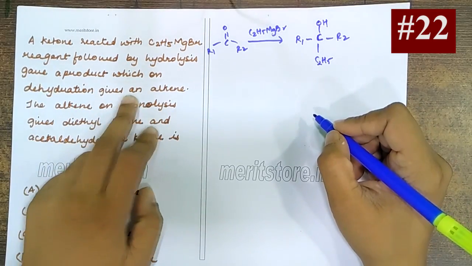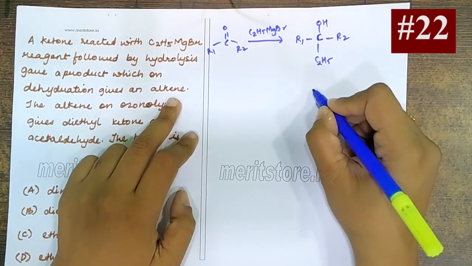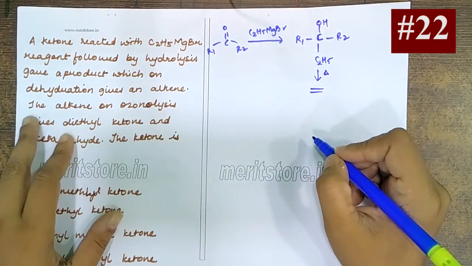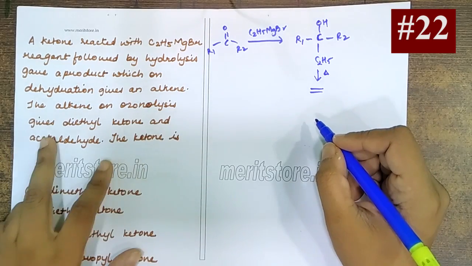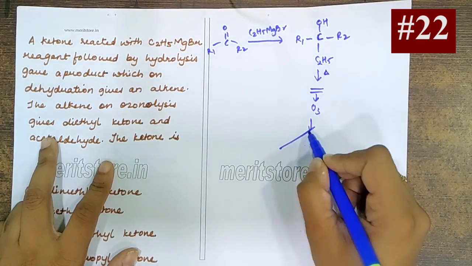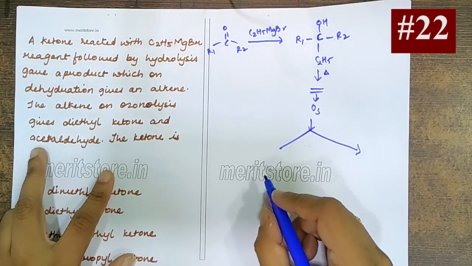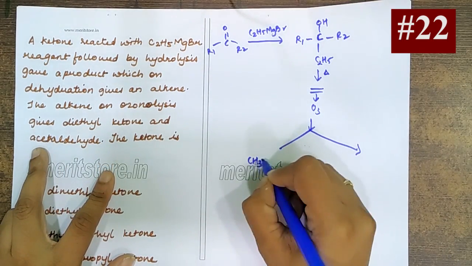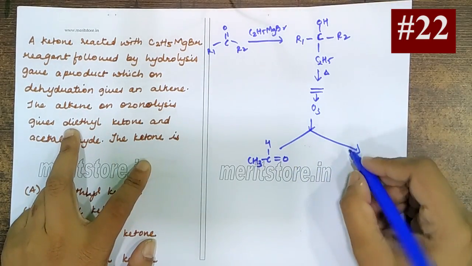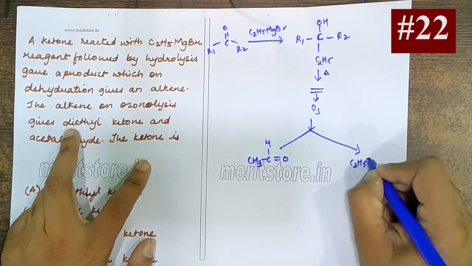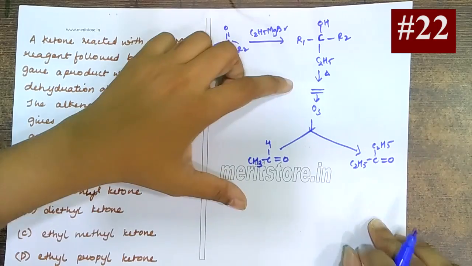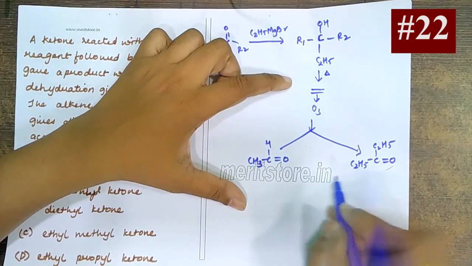This particular compound on dehydration is giving us the formation of an alkene. This alkene on ozonolysis, when we do the ozonolysis of this alkene, we are getting 2 different products. One product is acetaldehyde, that is CH3CH=O, and one product is diethyl ketone, so C2H5CC2H5=O.